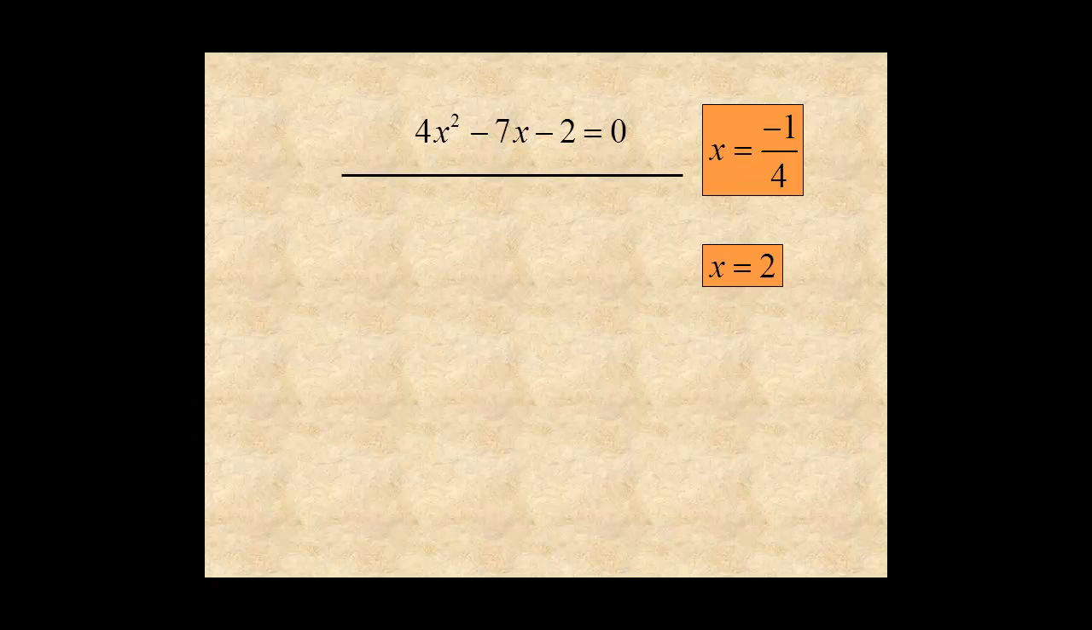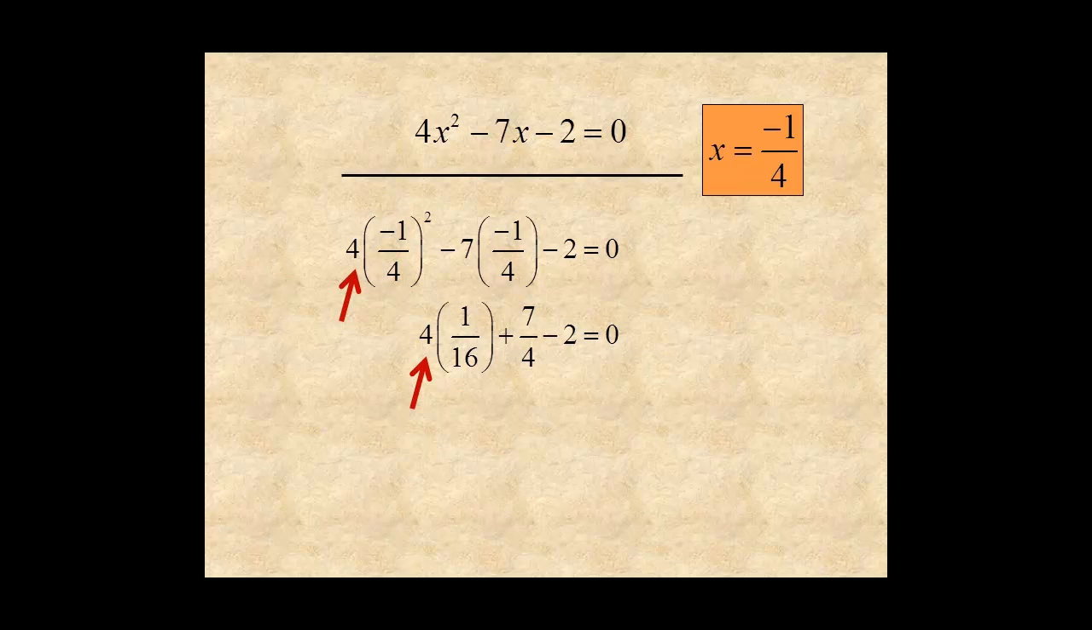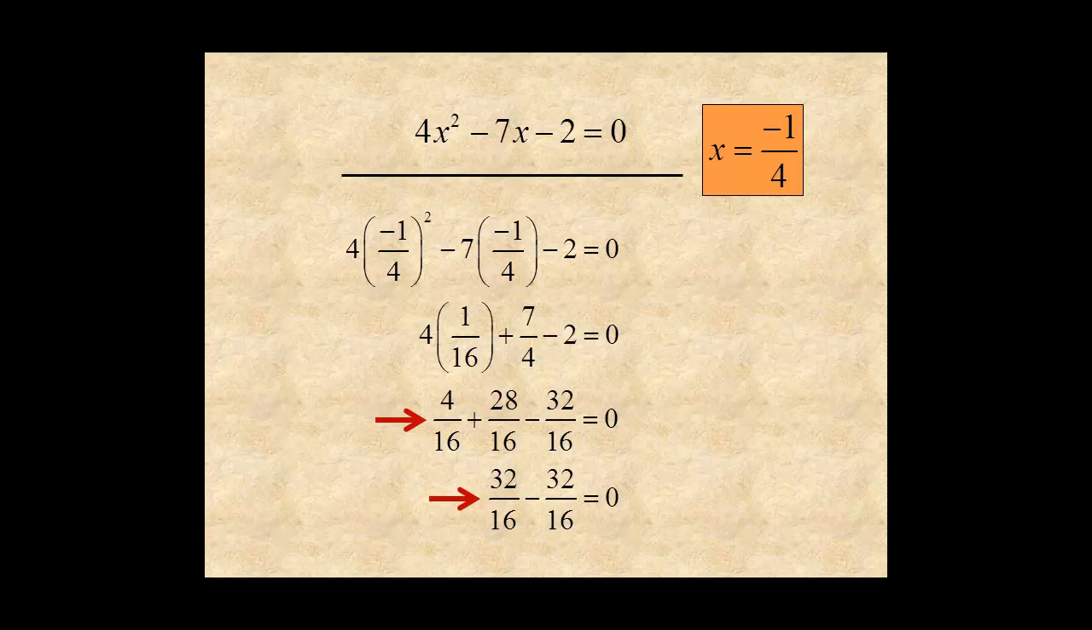To check, begin by substituting x equal negative 1 over 4. Negative 1 over 4 squared is positive 1 over 16, and negative 7 times negative 1 over 4 is positive 7 over 4. Then 4 times 1 over 16 is 4 over 16, and 7 over 4 is 28 over 16, and negative 2 is negative 32 over 16. Then 4 and 28 is 32 over 16, and the solution checks.